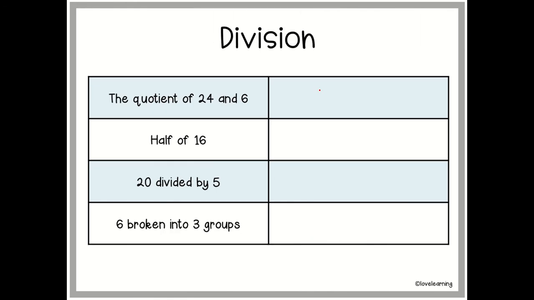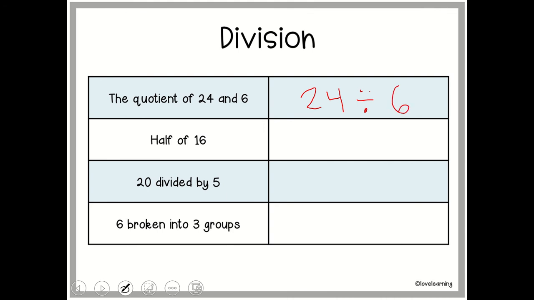Last but not least, we are going to look at division. So the first one we have is the quotient of 24 and 6. I know that when I divide, I'm actually finding the quotient. So if I want to find the quotient of 24 and 6, I would write this numerical expression as 24 divided by 6.